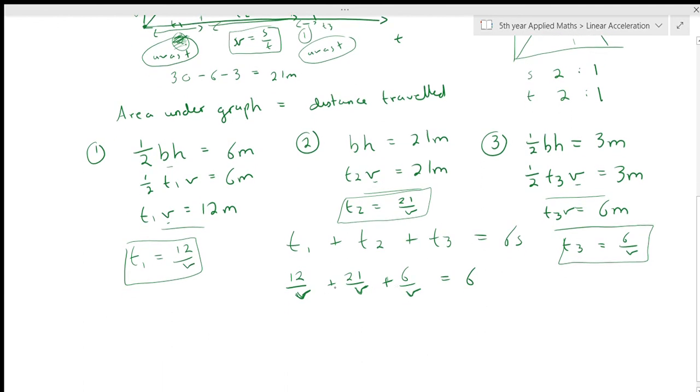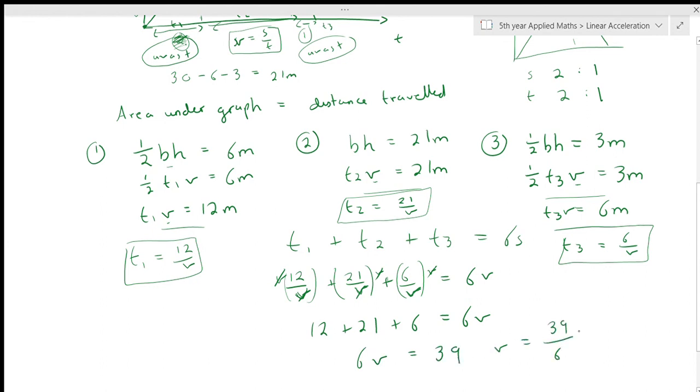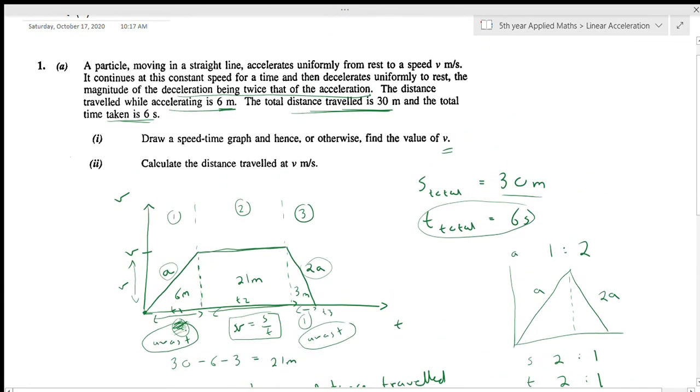We have the denominator v, so I'm going to multiply across by v to get rid of that. Remember, every term has to get multiplied by v. On the left hand side, the v's will cancel, and we're left with 12 plus 21 plus 6 equals 6v. That's 6v equals 39. So v equals 39 divided by 6, which is 6.5 meters per second, I think. And that's the first thing they asked us to find. They said draw a speed time graph, which we've done, and hence find v, which we've done.